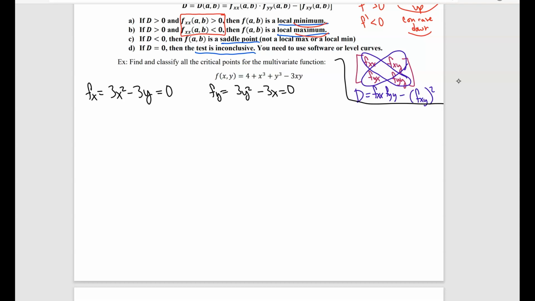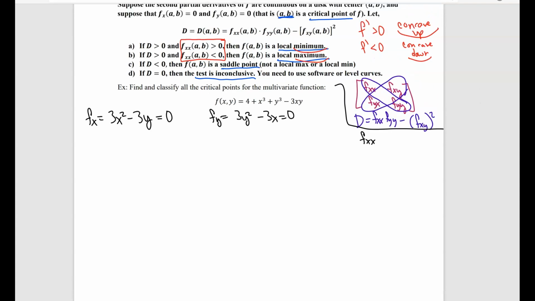Now, something that would be really useful would be to also find the second partial derivatives. I'm going to set them to the side because we will have to classify the points using the second derivative test. So the second partial derivative with respect to x will be 6x. The partial derivative with respect to y will be 6y. And then the mixed partial xy: taking the derivative with respect to y, that's going to give me negative 3. We'll keep this on the back burner for now.